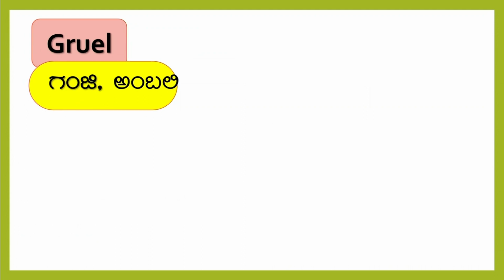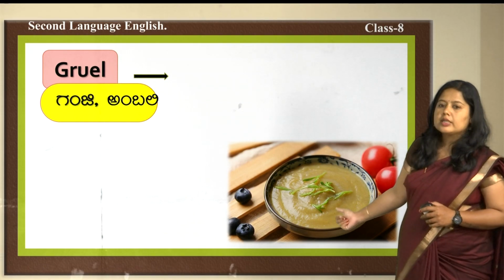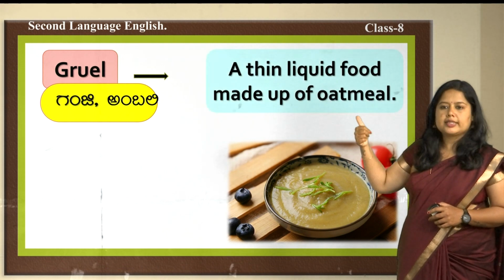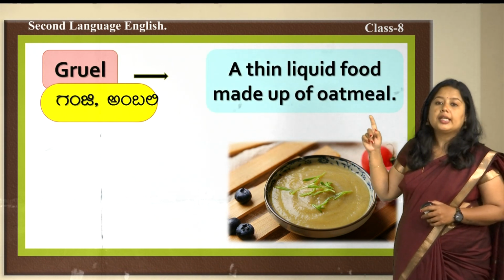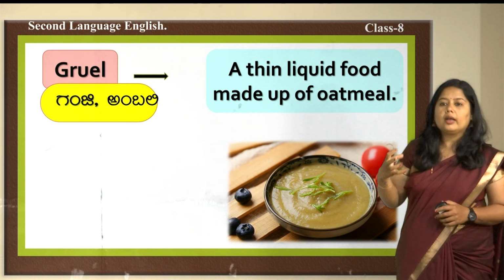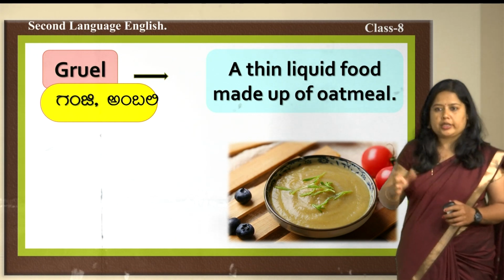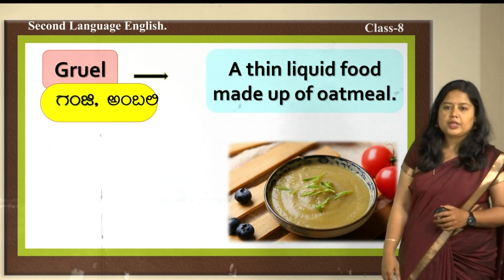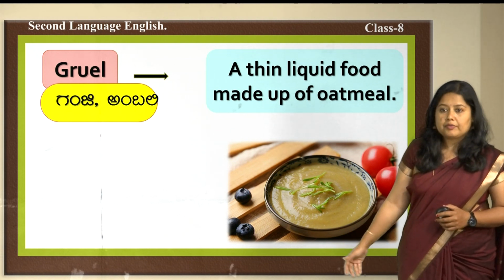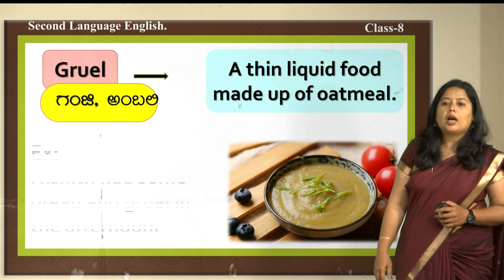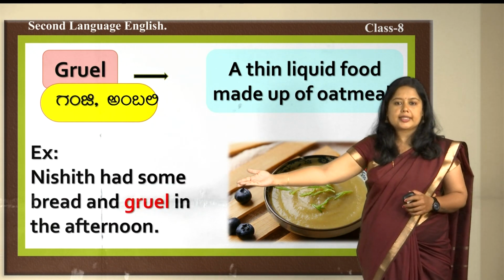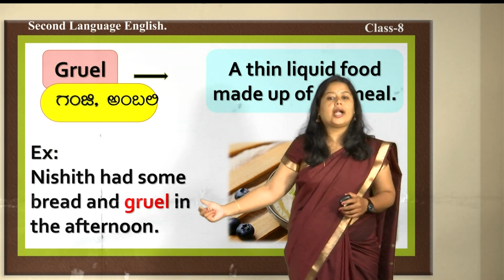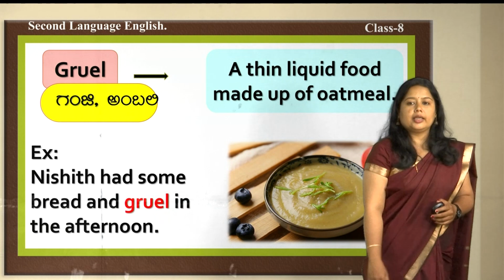Gruel, ganji athava ambali. You have a look at this. So, this is a light thin food made up of, yes, here is the explanation: a light, thin liquid food made up of oatmeal or rice boiled with milk or water. We can mix milk or water, we boil it and make it a gruel, or we also call it a porridge. How to make a sentence? Nishant had some bread and gruel in the afternoon. What did Nishant have? He had some bread and gruel in the evening.